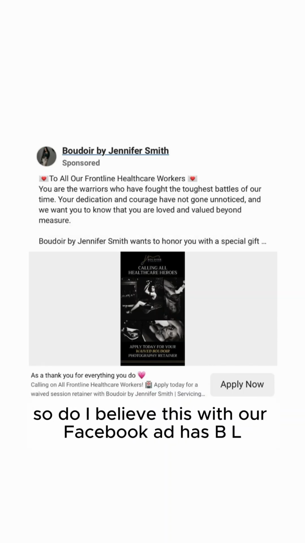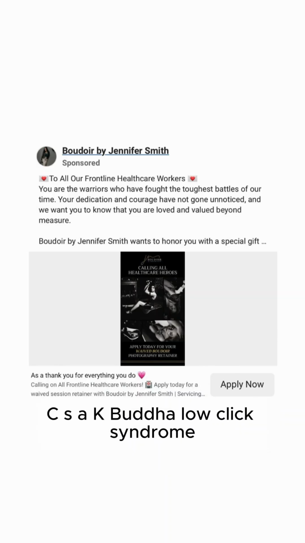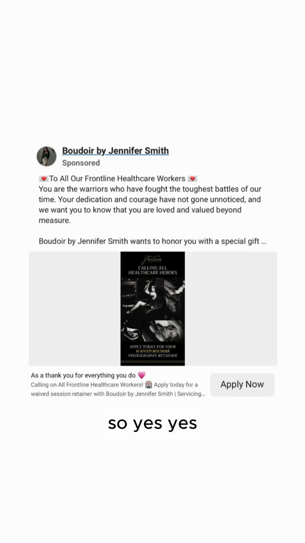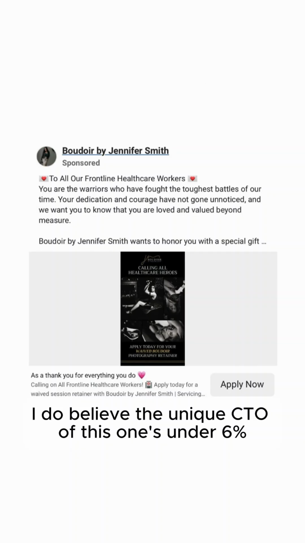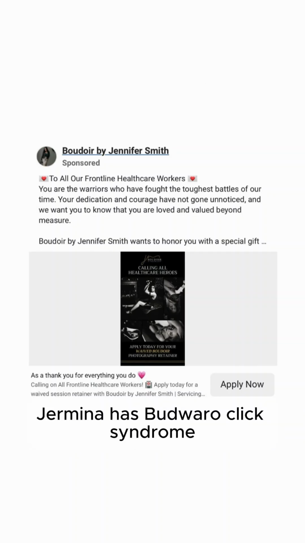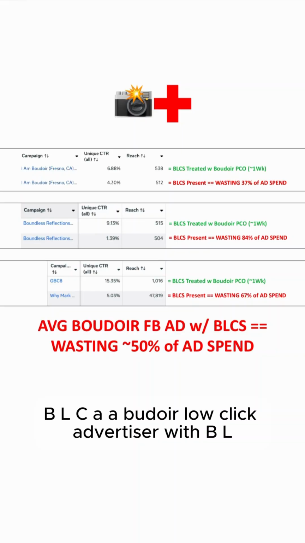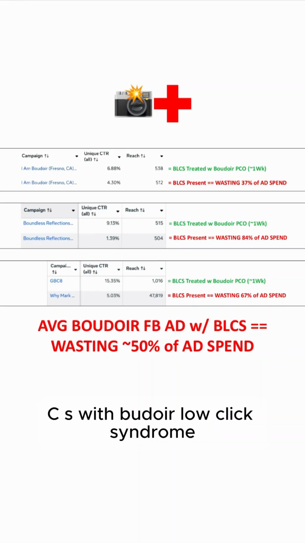So, do I believe this Boudoir Facebook ad has BLCS, aka Boudoir low click syndrome, aka its unique CTRL is under 6%? So, yes. Yes, I do believe the unique CTRL of this one's under 6%, which would mean it has Boudoir low click syndrome.